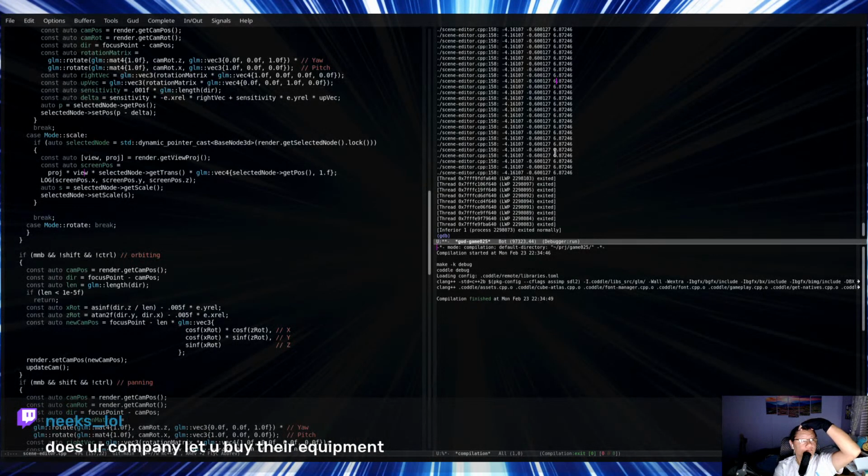Does our company let you buy their equipment? They have a budget. So what GPU? I don't think GPU is possible, but if you want to have some USB cable, you can buy on Amazon and then reimburse it. Something small, I guess, like less than $500. Yeah, there is some expensive keyboard, so you can buy like a $300 keyboard and reimburse it.